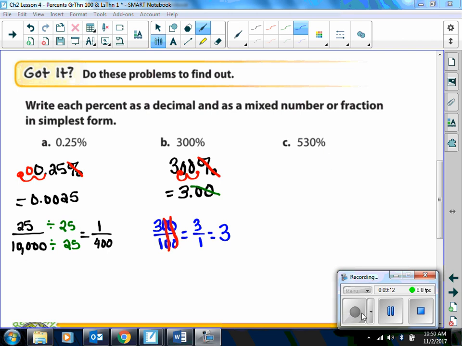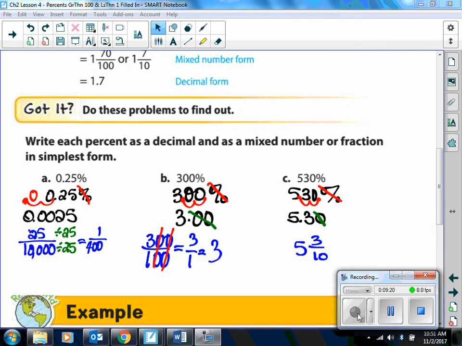You guys do letter C on your own, and I will freeze it, and then we'll show you the answer. So here, we just move the decimal to the left 2 places, and we end up with 5.3. Now, if you would have 5.30, but don't forget, you don't need that trailing 0. So that 0 comes out, so it becomes 5.3. Does everybody understand that? Okay? And then when we read this decimal correctly, that's 5 3/10. And there's the 5 3/10.